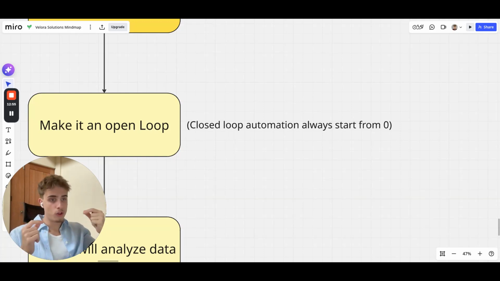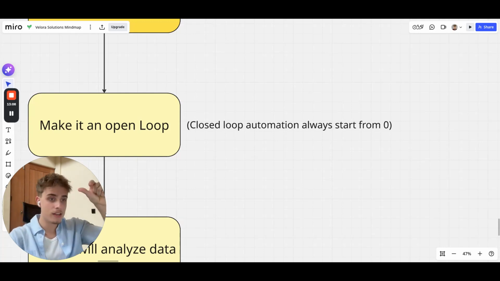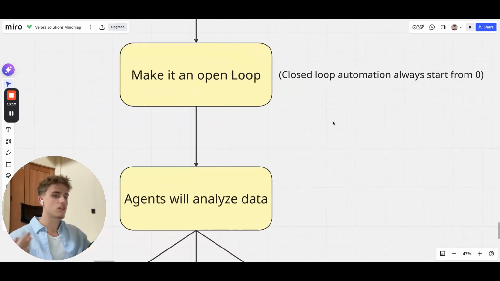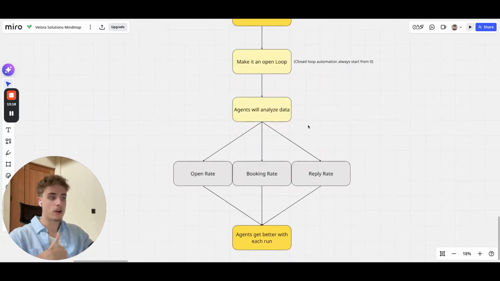If you make it an open loop, then an automation starts, it finishes, then the finished output is going to be saved into a database. And anytime the automation starts again, this database is going to be attached to the automation. So it'll read the database every single time, meaning it's going to get smarter. And if your automation gets smarter, then each time you run it, it's going to give you better and better results.